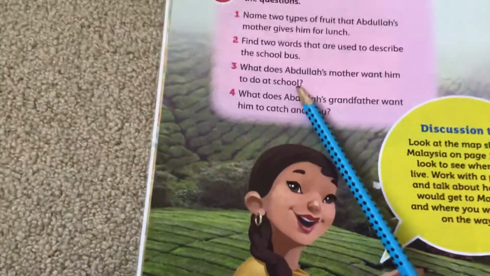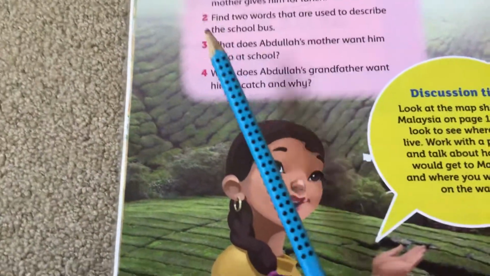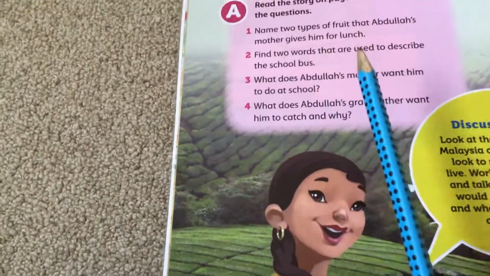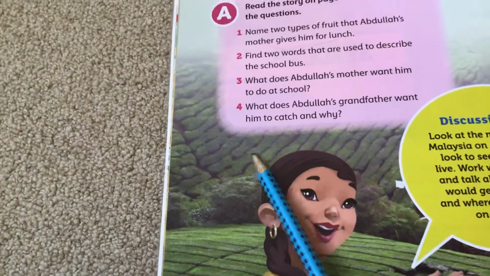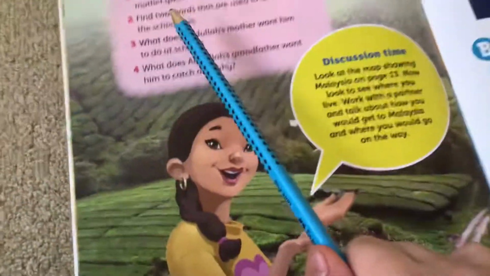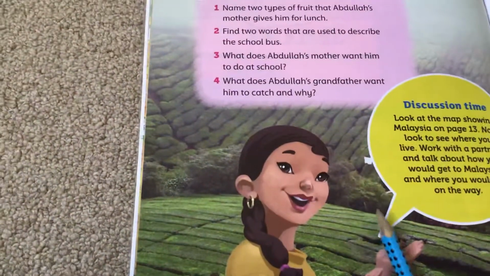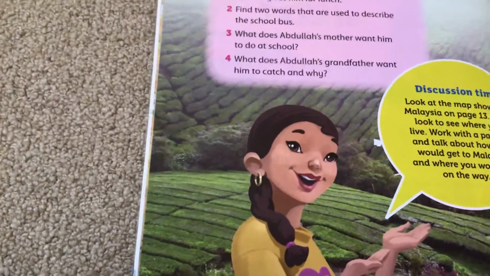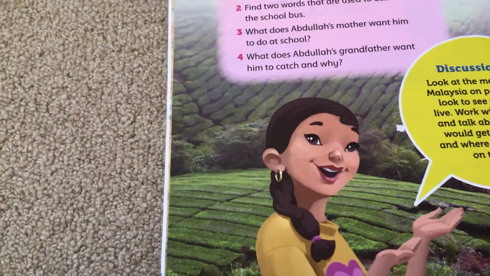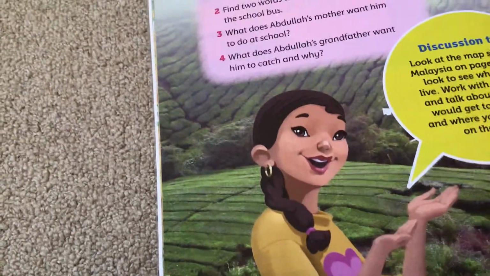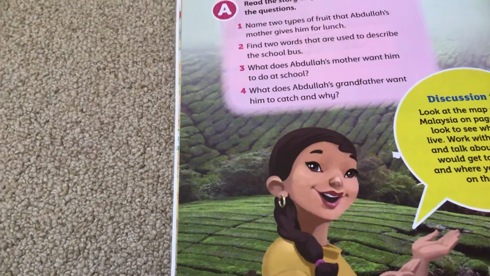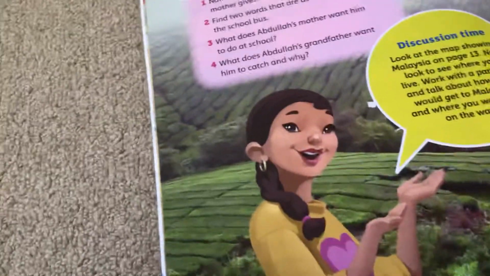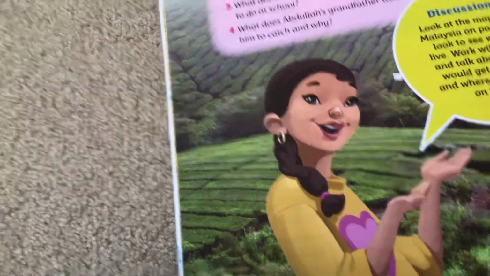What does Abdullah's mother want him to do at school? Abdullah's mother wants him to study hard and listen to the teacher. What does Abdullah's grandfather want him to catch, and why? Abdullah's grandfather wants him to catch a big green butterfly because he has lost all of his teeth and he can eat only porridge. And for every butterfly Abdullah sells, he will have a bowl of porridge.